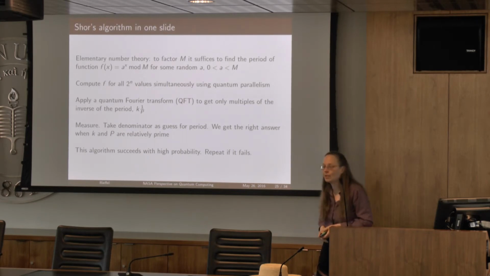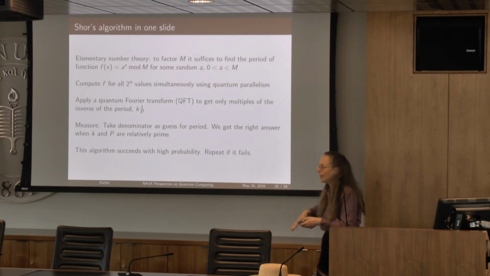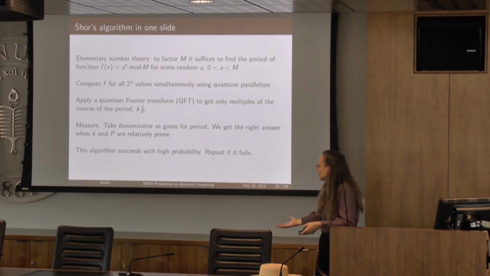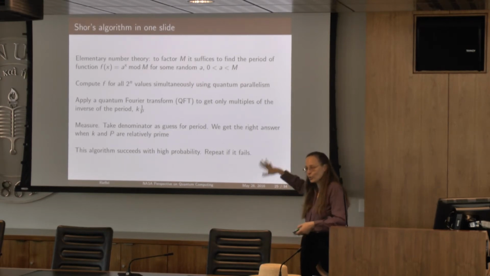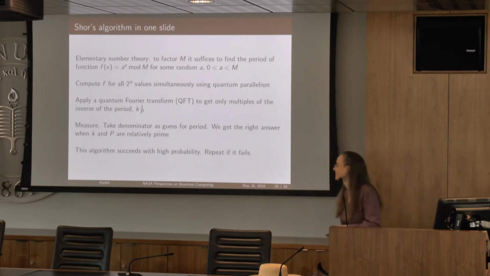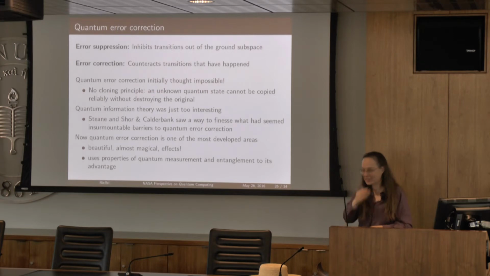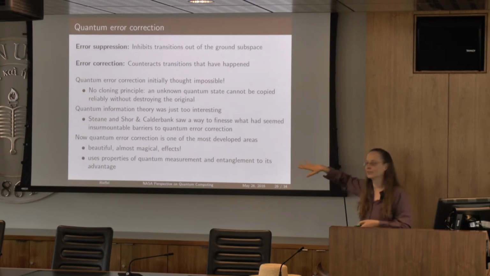Then you measure. You take the denominator of your guess as the period, and with some probability you get something that's a factor. You can check this easily. If it succeeds, okay, you've found a factor. If it doesn't succeed, you try again, and you can do an analysis and see that it succeeds with high probability. So now you have a perfect understanding of the most famous algorithm in quantum computing, in one slide. And now I'm going to skip some things because I have 1 minute left.